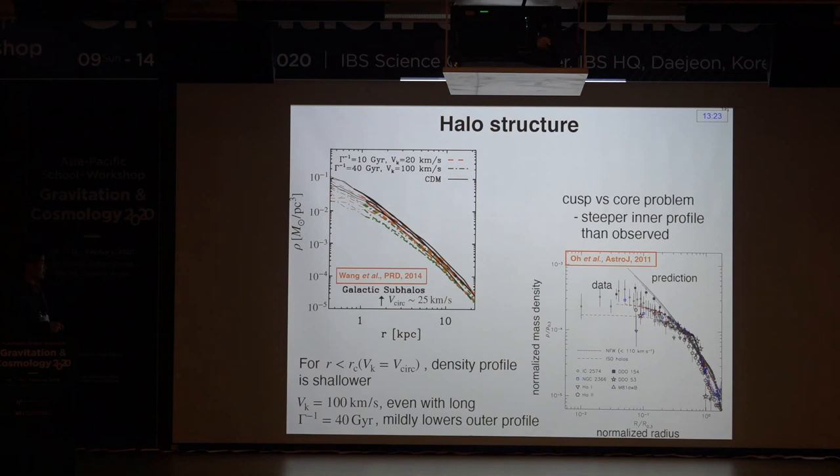Because of this kick velocity, through the decay, dark matter gets this kick velocity. And now the kick velocity moves the circular orbit of the dark matter particle from inside to outside. So basically, through the dark matter decay, dark matter particles move from the center to the outer region. And this is how DDM can reduce the central density of the dark matter halo, and more or less can explain the observed distribution of dark matter density.